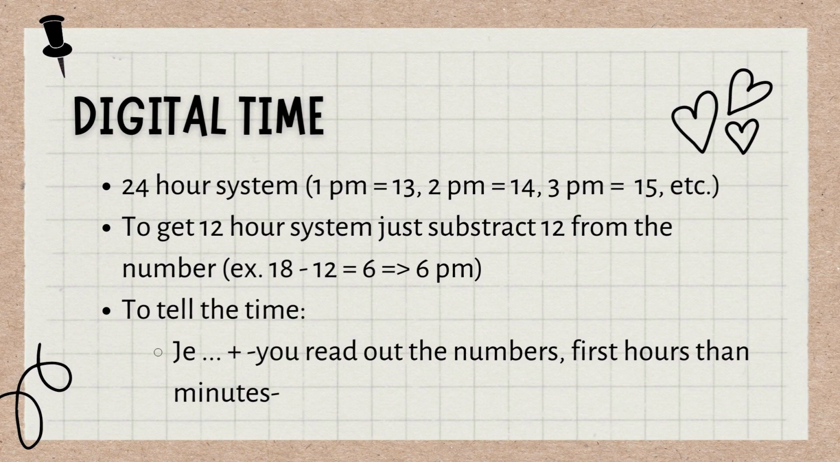In Czech we use a 24-hour format, which means that afternoon there's 13, 1 p.m., 14, 2 p.m., 15 is 3 p.m., etc. All the way up to 23, and then midnight is 0 again. If you don't know what, for example, 18 hours means in the beginning, just subtract 12 and you will get the number of hours in a 12-hour format. So 18 is 6 p.m. When you read the digital time, you just read the numbers. First hours, then minutes.